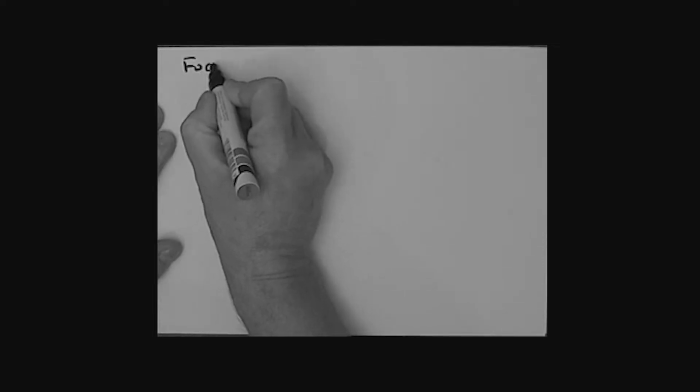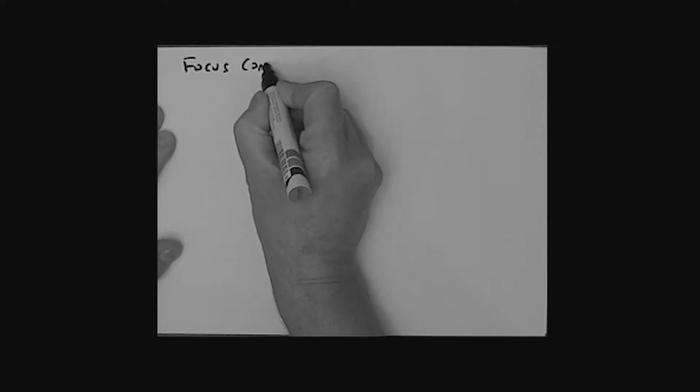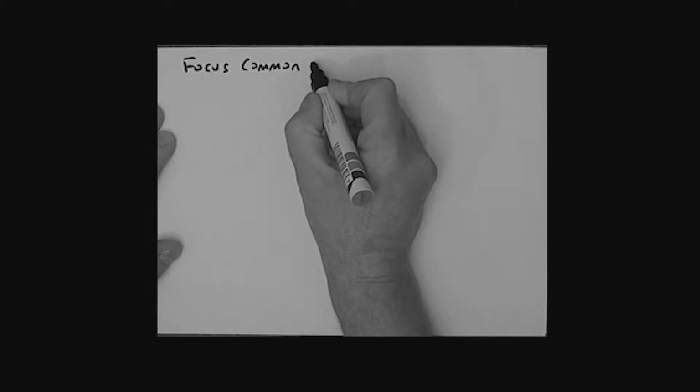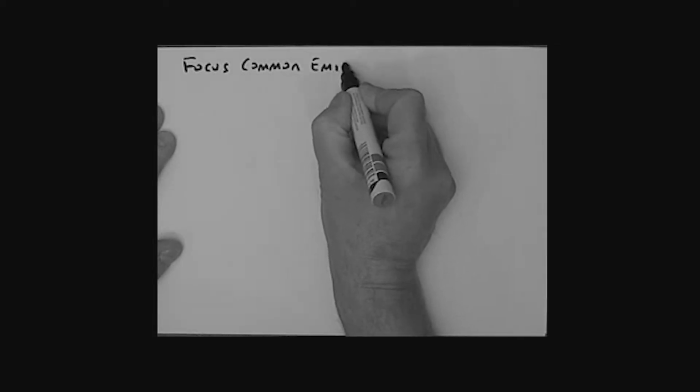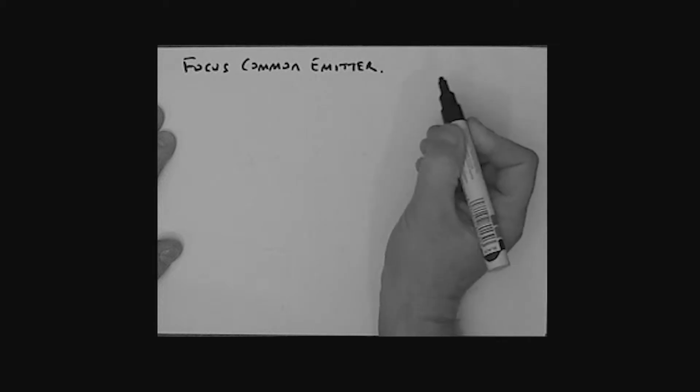Well, look, I hope you've actually been reading the text. Now, what I want to do here is really have a look at characteristics. My focus here is going to be on what's referred to as the common emitter configuration. So it's the common emitter configuration that we'll look at.